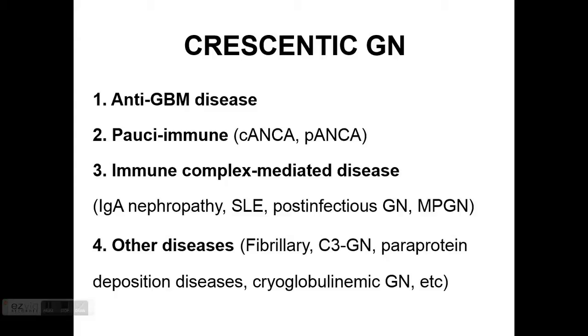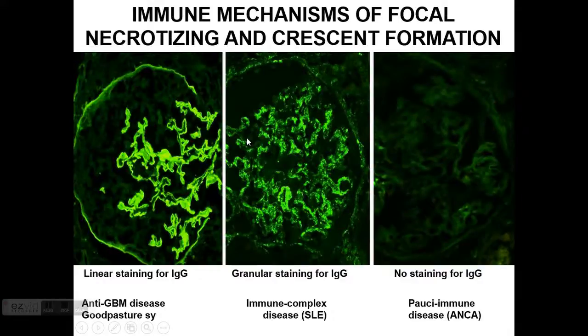Crescentic GN is not a single disease. It's a pattern of injury that you may see with anti-GBM disease, as I just mentioned in a previous example, but also ANCA disease or post-immune crescentic GN. Immune complex-mediated diseases can be also, they may present with very aggressive form and crescents, lupus nephritis, for example, post-infectious GN, MPGN. IgA nephropathy can also have crescents in its proliferative forms, but also a number of other diseases that are all listed here.